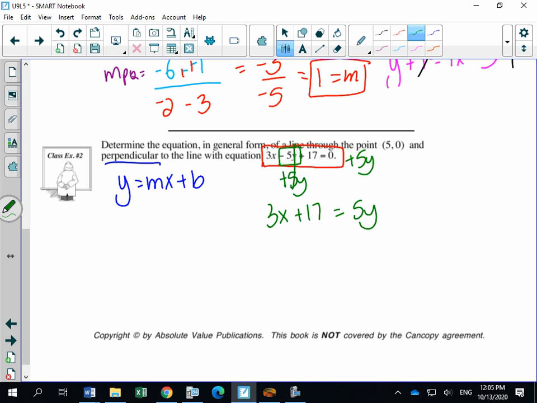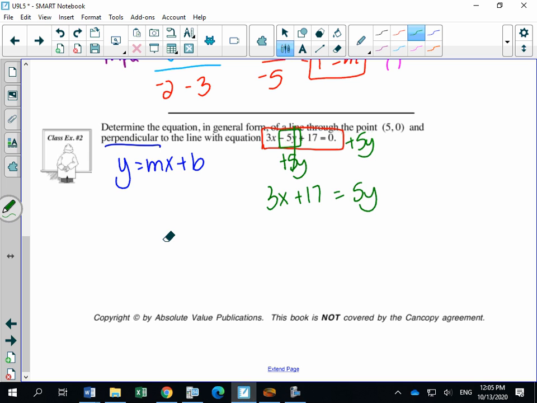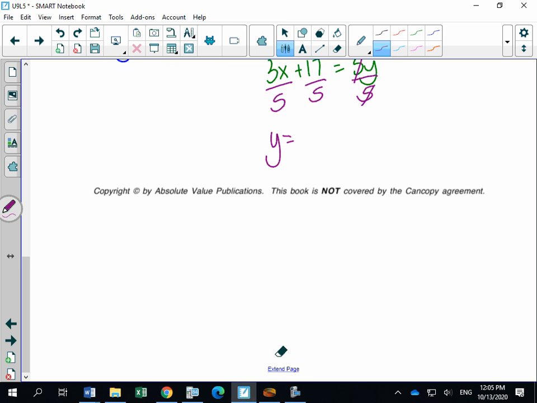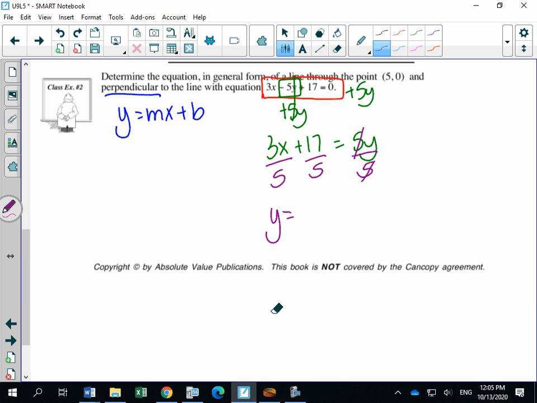Really close to getting y by itself. Jada, what's the last move I have to make to get y by itself? Divide everything by 5. So divide this guy by 5, this guy by 5, and this guy by 5. Then I'm going to write y is equal to, and I'm going to write the y first because I want to be in slope y-intercept. 3 over 5x plus 17 over 5.